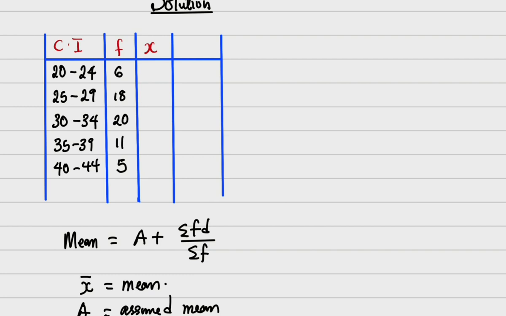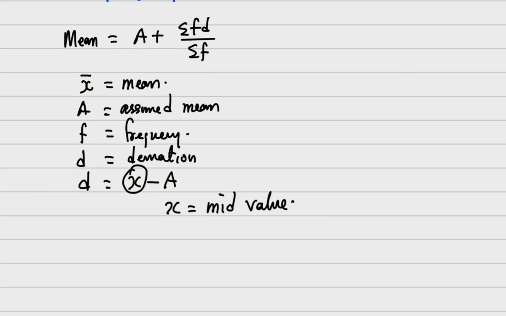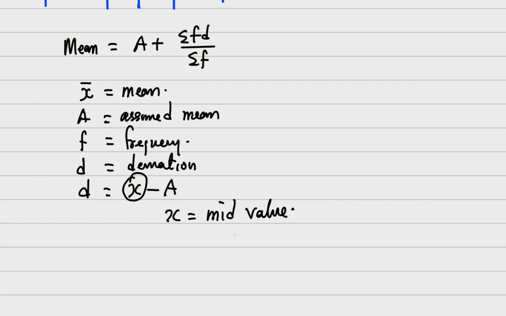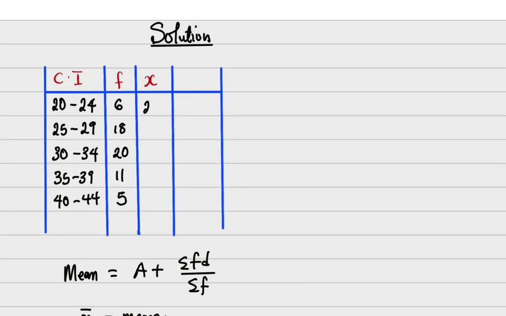How do we calculate X? We sum the upper and lower class limit of the individual class interval, then divide by 2. For the first class interval, 20 to 24, X is 20 plus 24 all over 2, which gives 44 divided by 2, equal to 22. So that is what we are going to do to fill this in. So this place is 22. Now when we do the second, we are going to have 27.